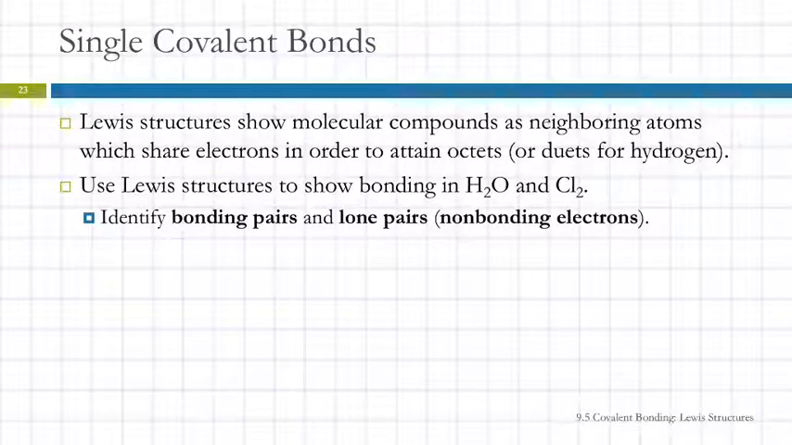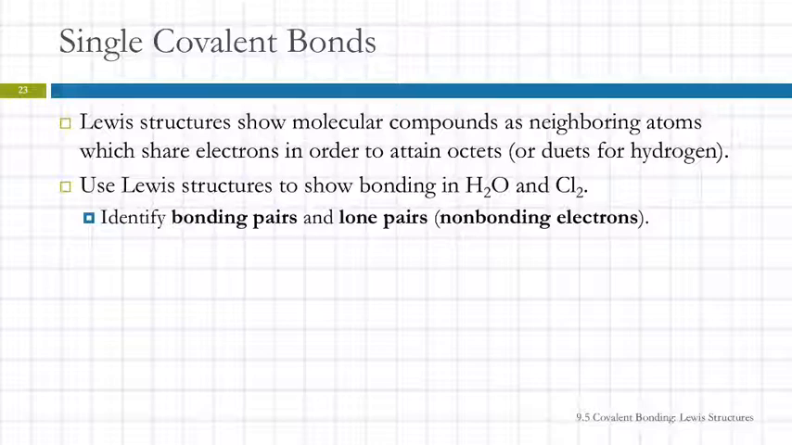Okay, we're talking about Lewis theory. Now we're going to look at covalent bonds. So in Lewis theory, with molecular compounds, we don't have ions forming. Molecular compounds have covalent bonds. Covalent bonds involve the sharing of valence electrons. So a Lewis structure shows a molecular compound as neighboring atoms that are sharing their electrons in order to get an octet of valence electrons, or for hydrogen, a duet.